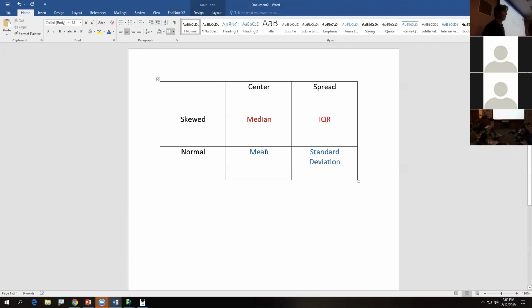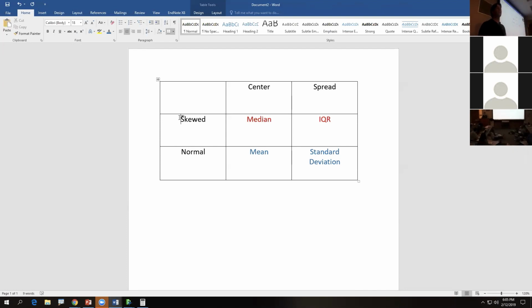You shouldn't cross pass on these. You're going to say, is my data skewed? Then the measure of center is median, and the measure of spread is IQR. Is my data normal? Then the measure of center is mean, and the measure of spread is standard deviation. Just like z-scores are calculated from the mean and standard deviation, so those two go together.